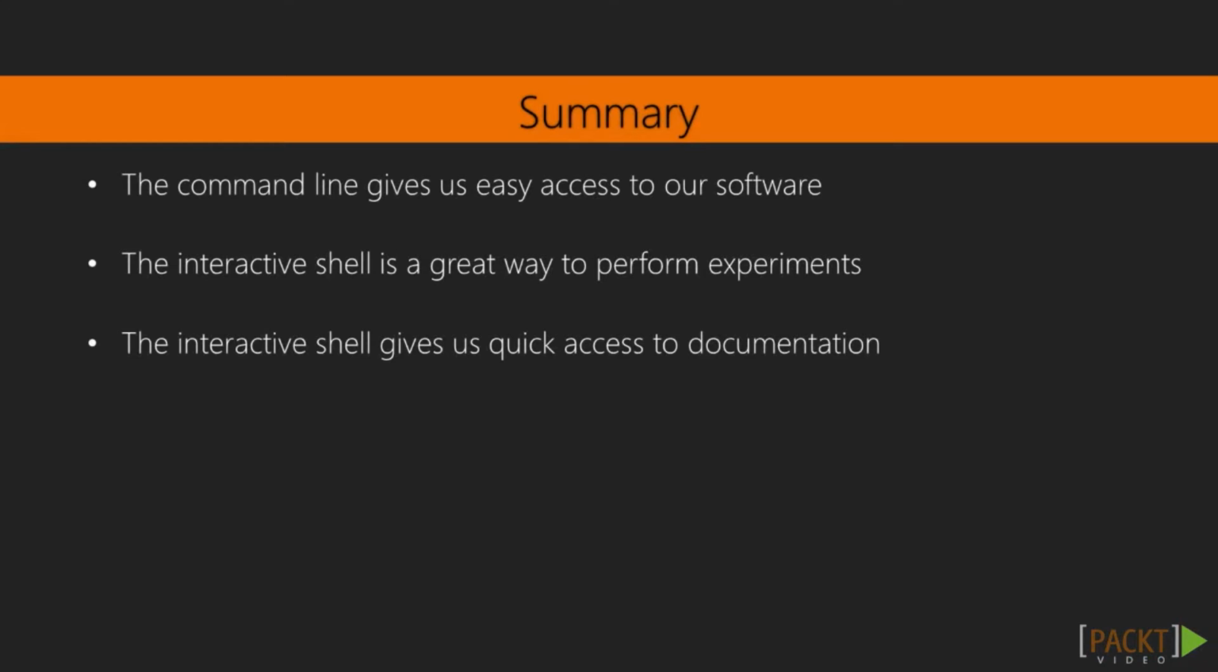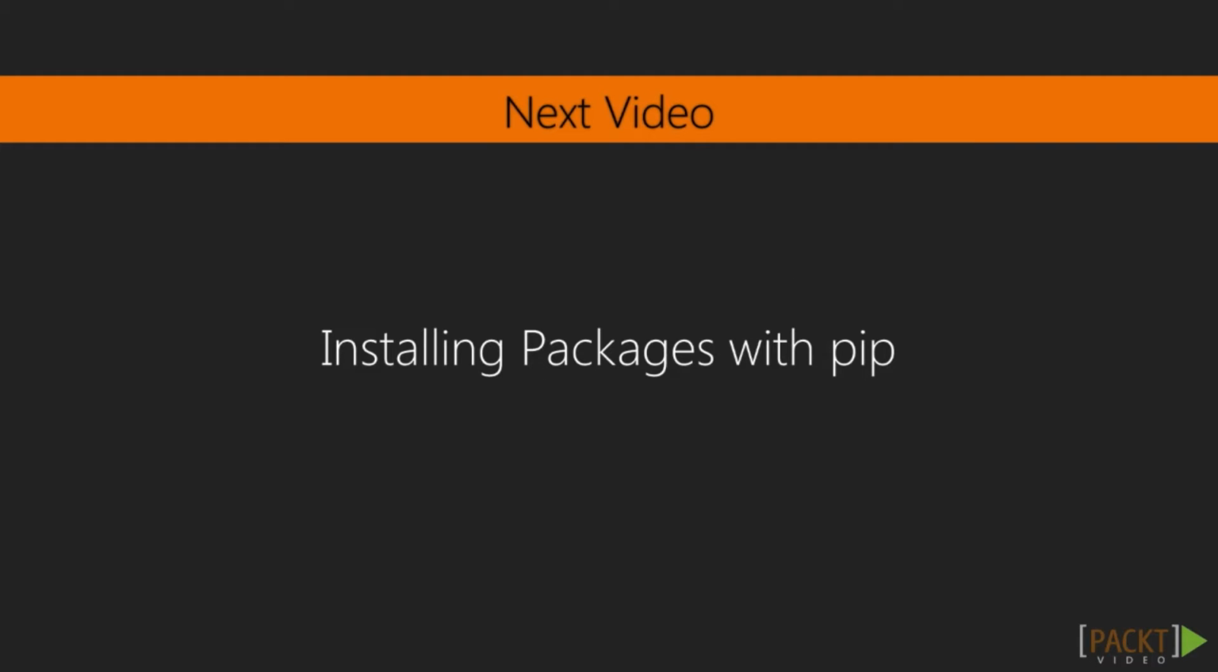So, the operating system command line gives us easy access to Python and to our own programs written in Python. The interactive shell is a great way to perform experiments, and it also provides us with access to Python's built-in documentation system. In the next video, we're going to look at another command line tool called pip, which allows us to install and update third-party code libraries and programs.